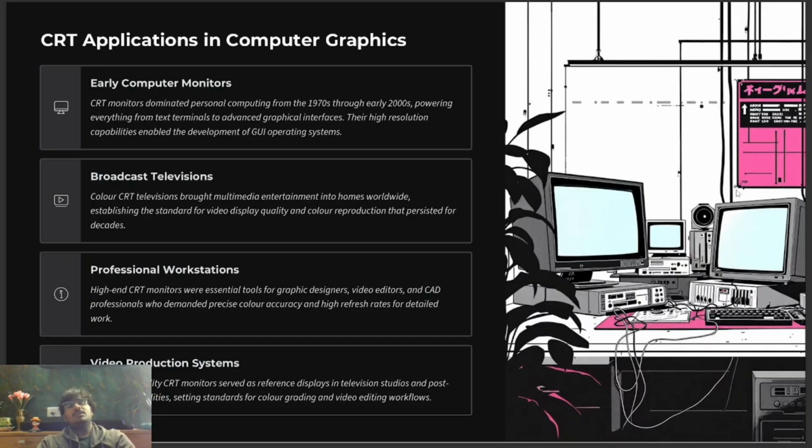Now let's move to CRT applications in computer graphics. Before LCD and LED took over, CRTs were used everywhere. They powered early computer monitors, televisions, professional graphic workstations, and even video editing studios. High-end CRTs were especially prized for their accurate and consistent color output, which made them essential for design and animation.